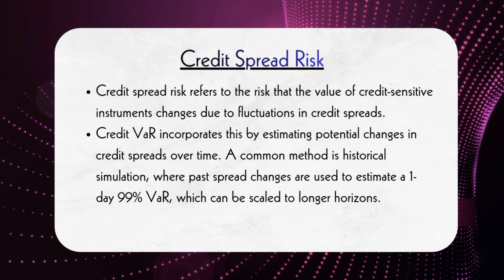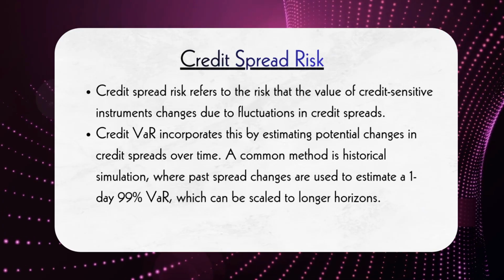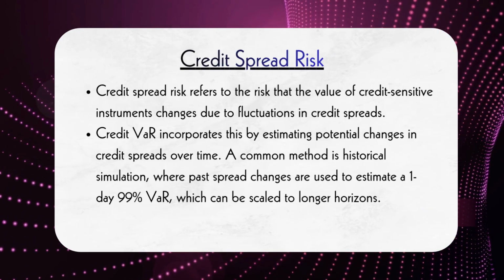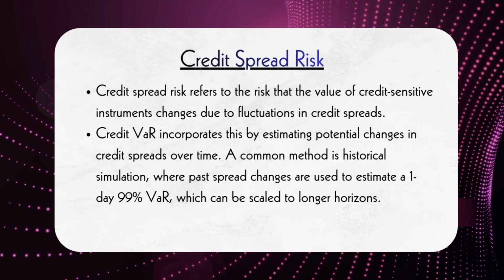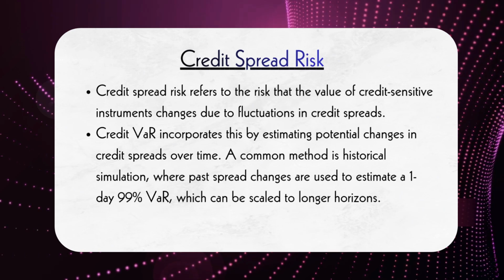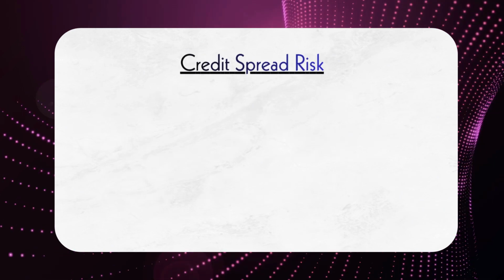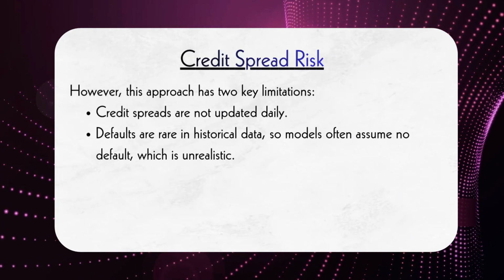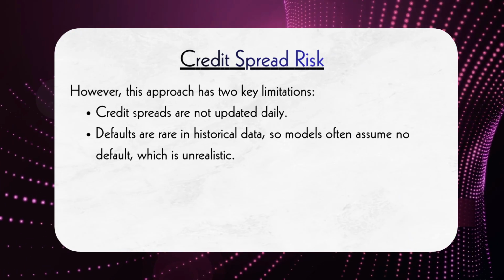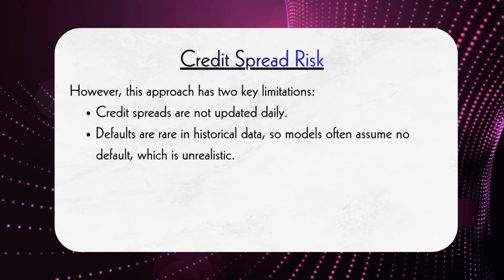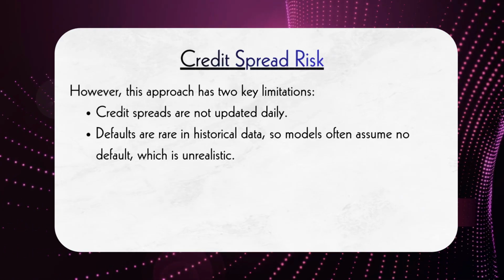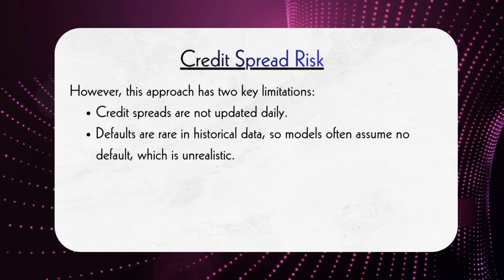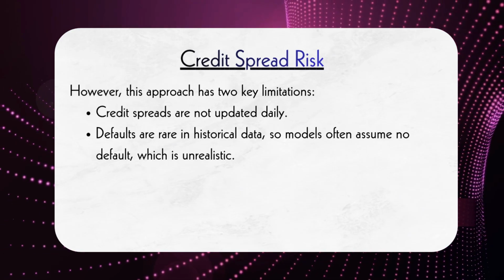To estimate this risk, we often use historical simulation, where past credit spread changes are used to calculate a one-day 99% VaR, which can then be extended to longer periods. However, this approach has two major problems. First, credit spreads are not updated daily like market prices. Second, defaults are very rare in historical data, so models often assume no default going forward, which is not realistic.